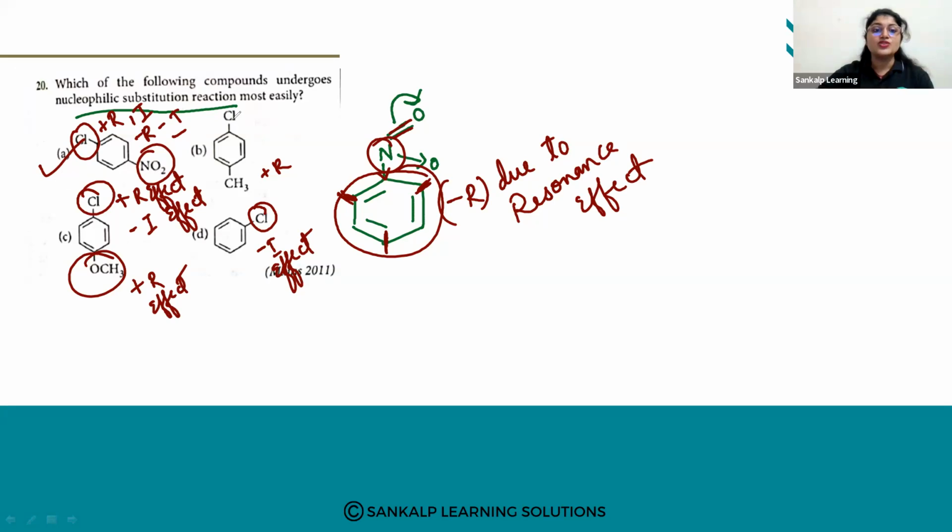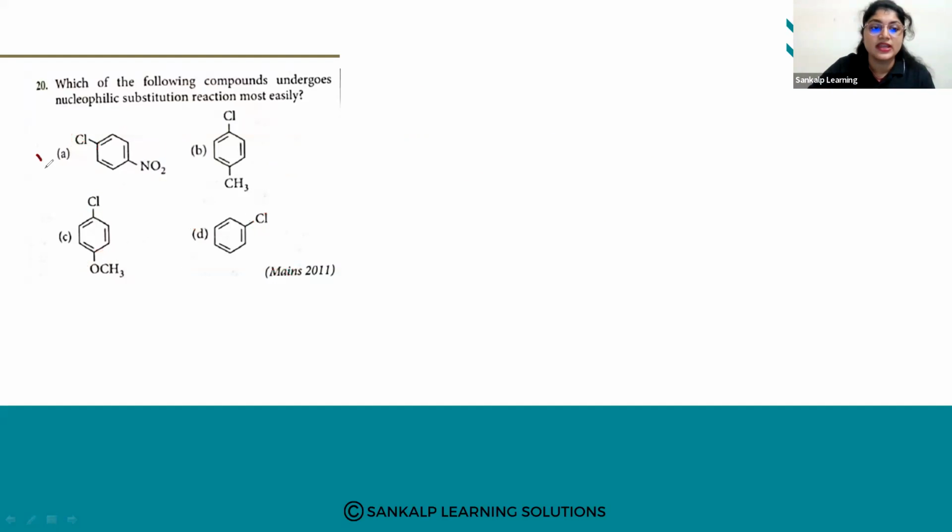So it is A. Which among the following compounds undergoes nucleophilic substitution reaction most easily? Whenever you have electron withdrawing groups such as the nitro group, they tend to increase the rate of reaction. The nucleophilic substitution reaction rate is increased because of the presence of the nitro group. Remember this. A is the correct option.